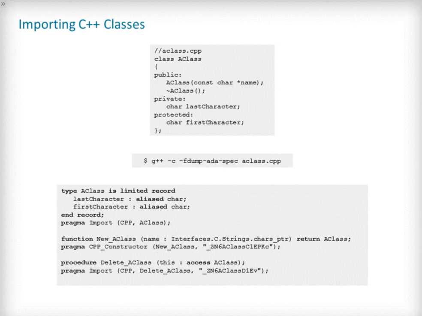Here there is a brief introduction to a new pragma called CPP_Constructor, which is specifically used to identify class constructor subprograms. Here it is used for the A class constructor. In a build environment, it is likely to see -fdump-ada-spec used routinely to ensure the package specification is an accurate representation of all C++ code.